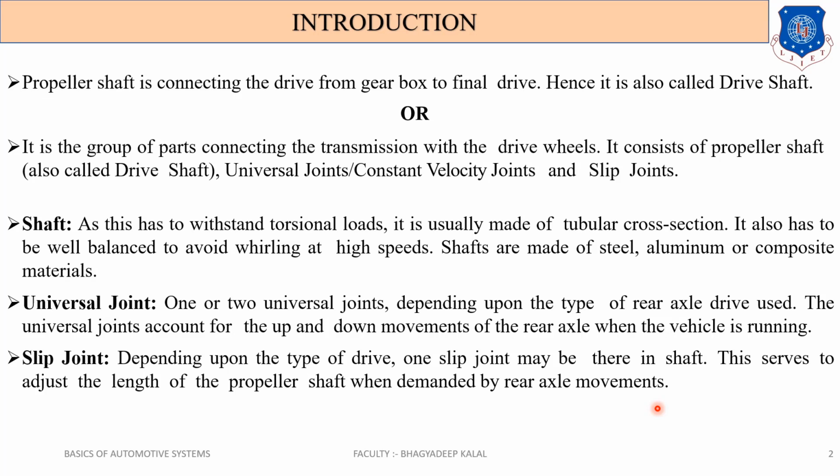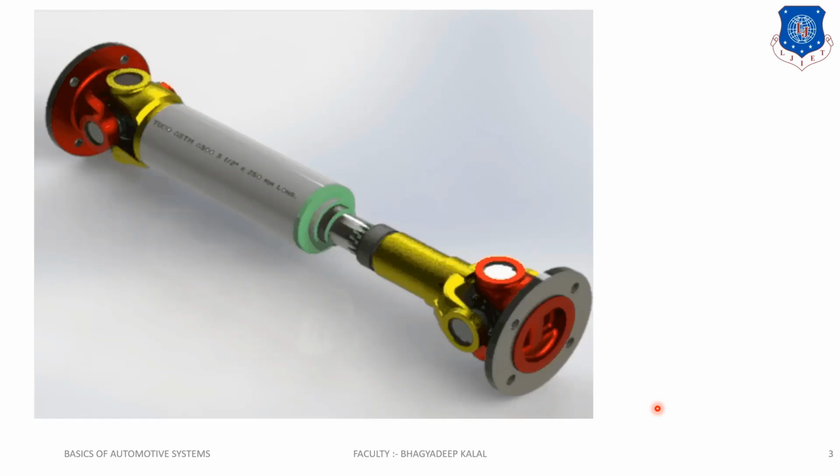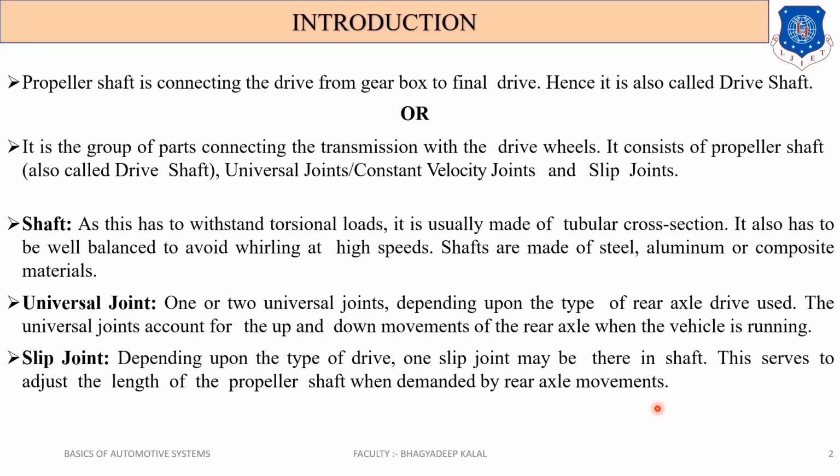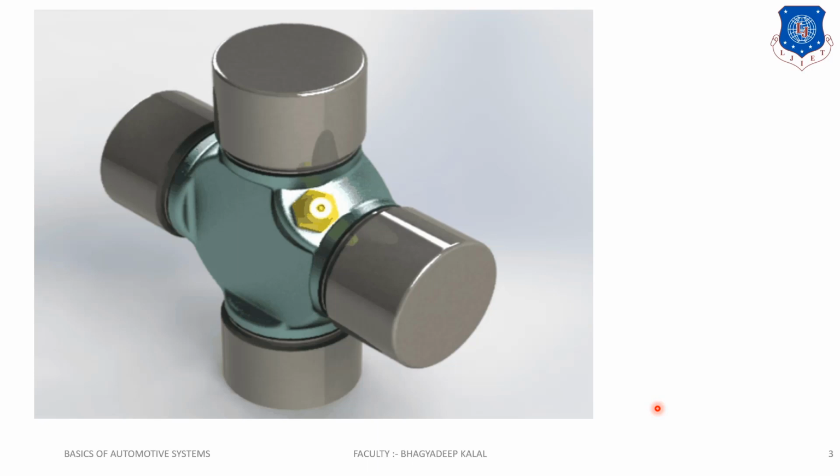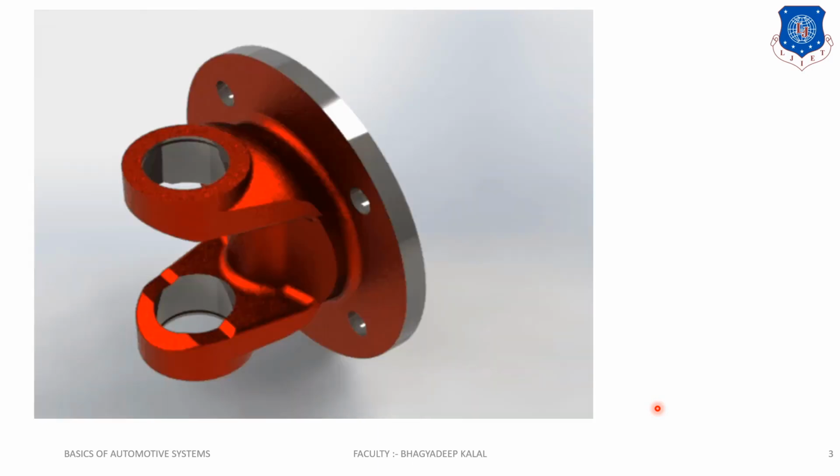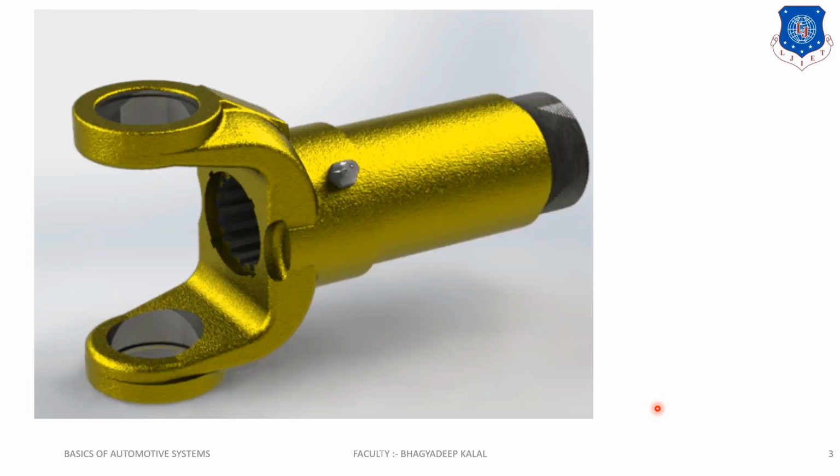So these are the functions of the universal joint, shaft, and slip joint. This is our propeller shaft. In the video, different components are used. This is our slip joint.